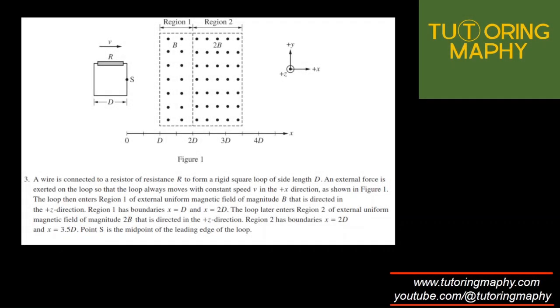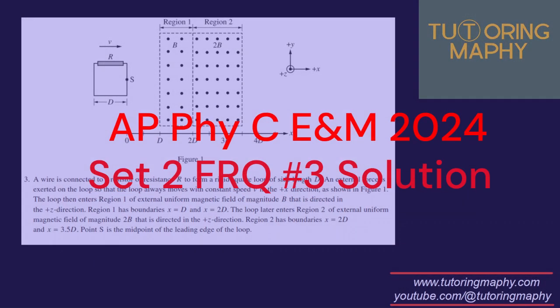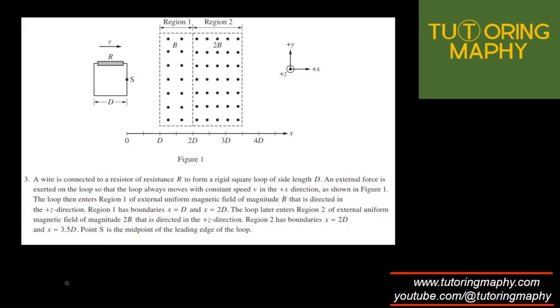Alright guys, AP Physics C 2024 exam, set 2, question number 3. This one says that there is a wire connected to a resistor of resistance R to form a rigid square loop of side length D.